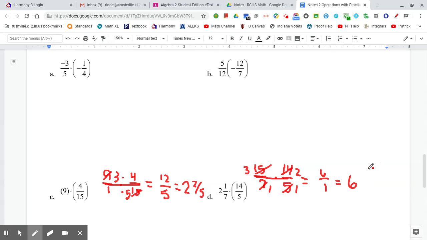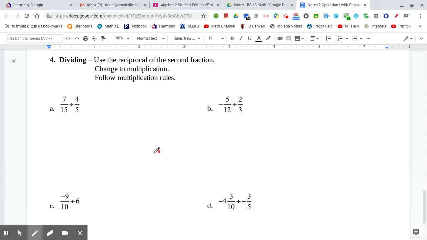Dividing fractions is almost the same as multiplying fractions. However, you need to do one additional step first, and that is to use the reciprocal of the second fraction. All right, so that means that you are going to keep the first fraction the same. You're going to change from division to multiplication, and then you're going to flip the second fraction around. So instead of this being 4 over 5, I'm going to change this to 5 over 4. So now we have 7 over 15 times 5 over 4.